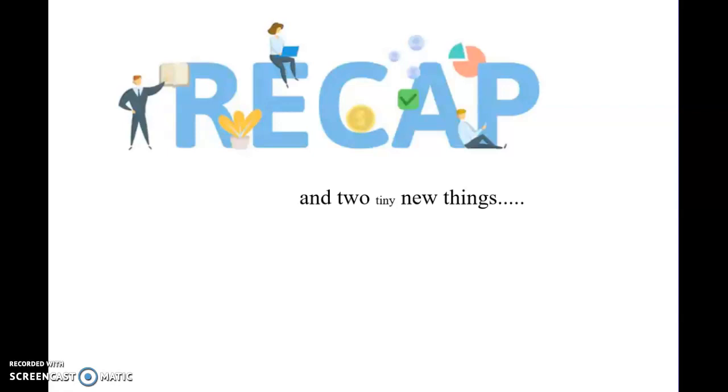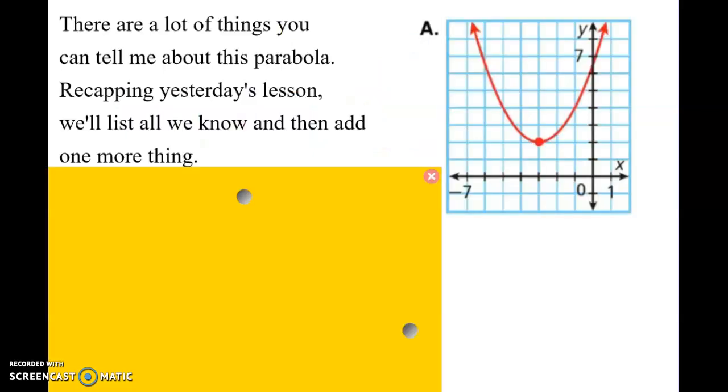Today's video is really short. It's just a recap of the beginning of 8.1 that we did yesterday and two tiny new little things. If you look at this picture of the parabola, there's a lot of things that you can tell me. Recapping yesterday's lesson, we'll list all that we know and then we'll add one more thing.